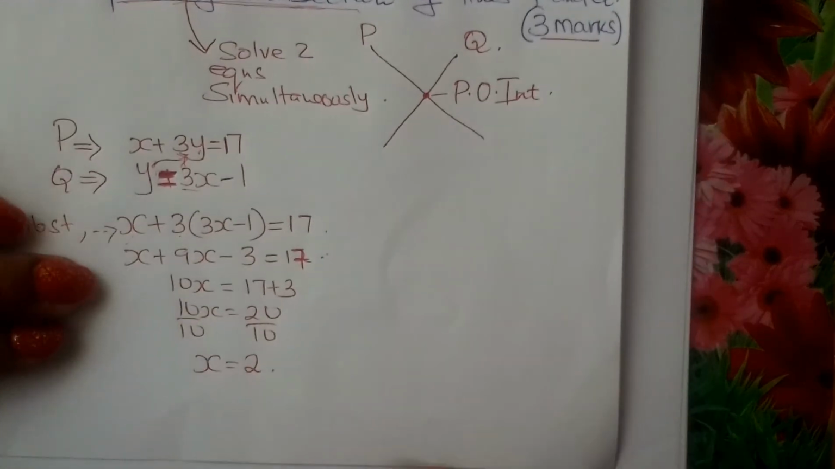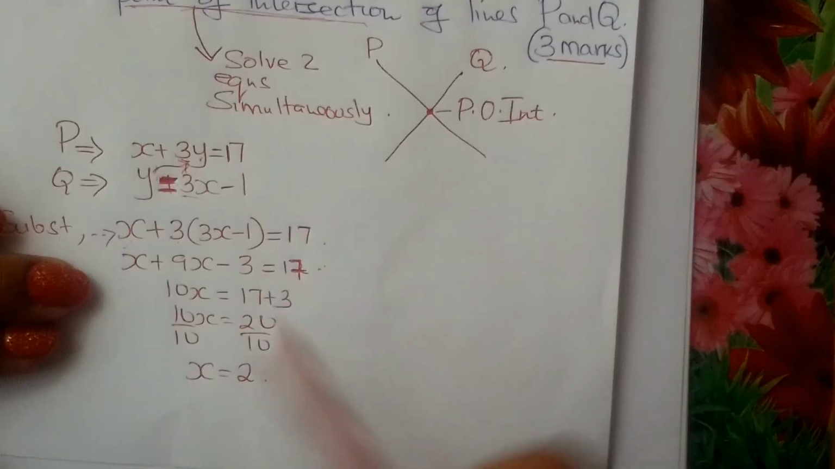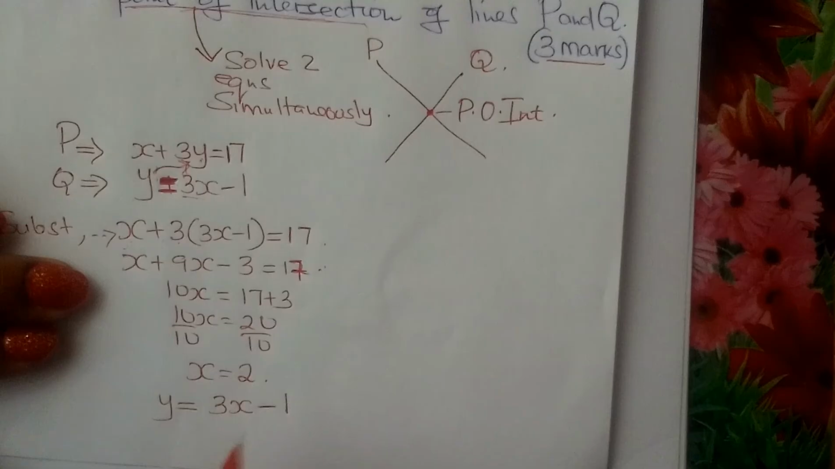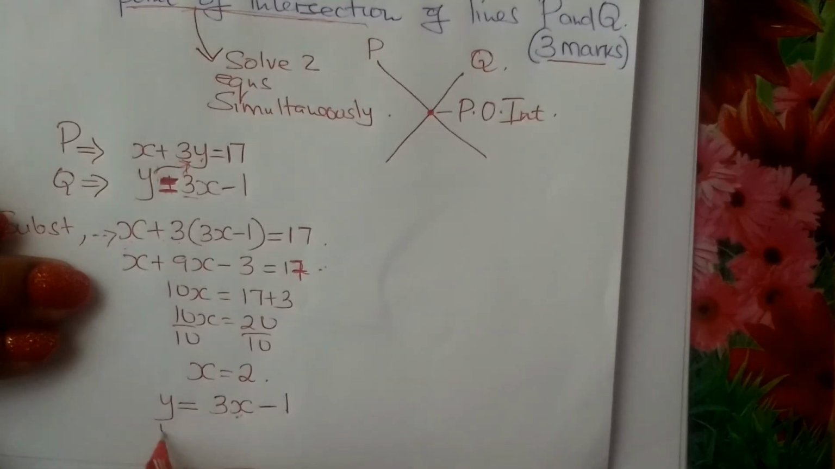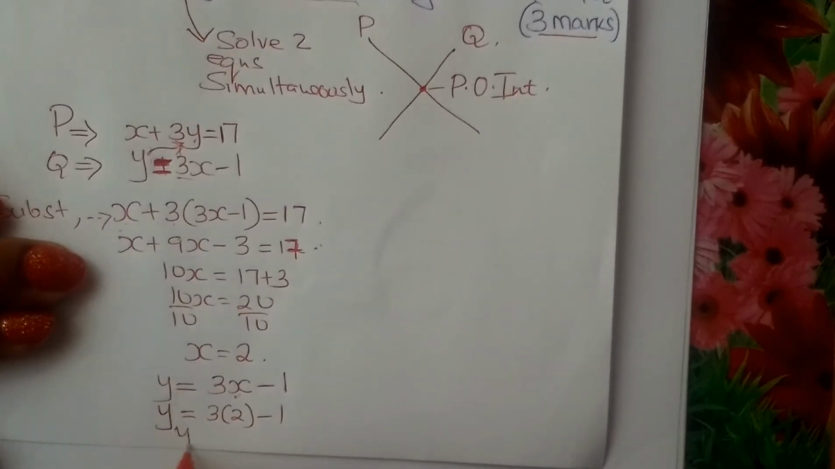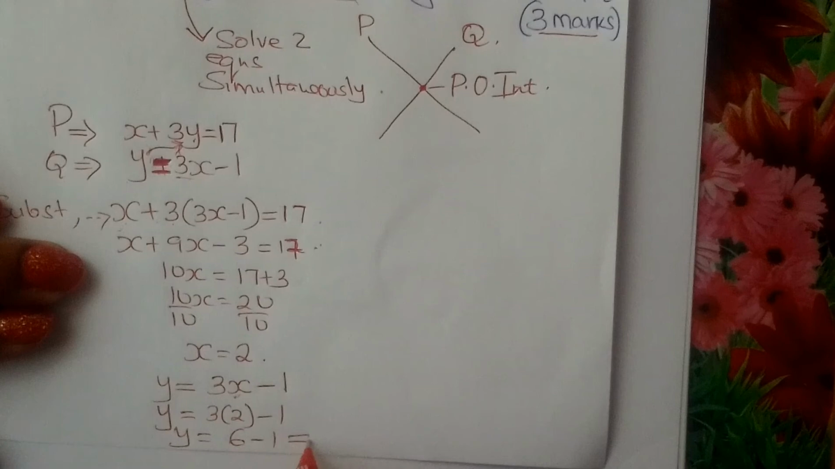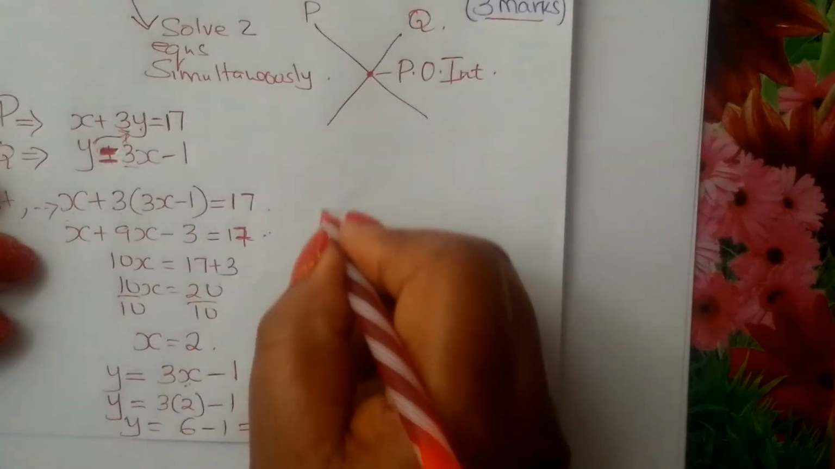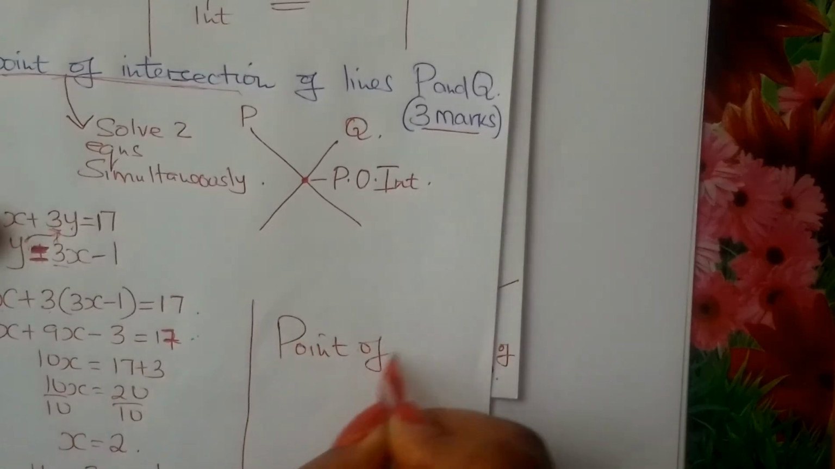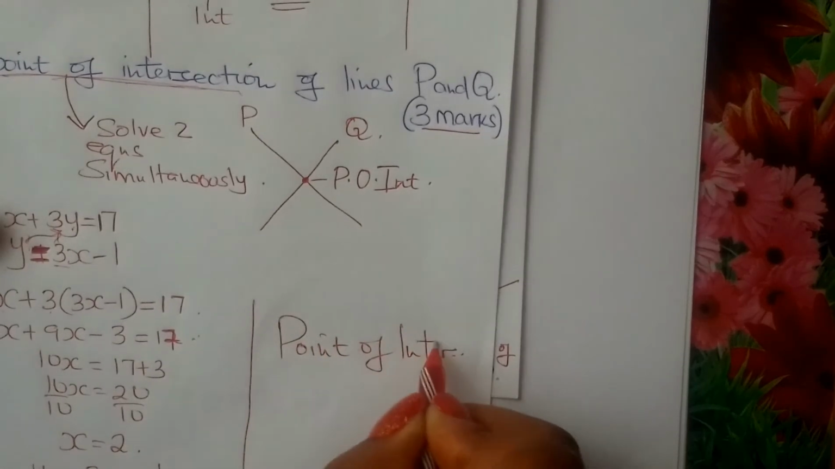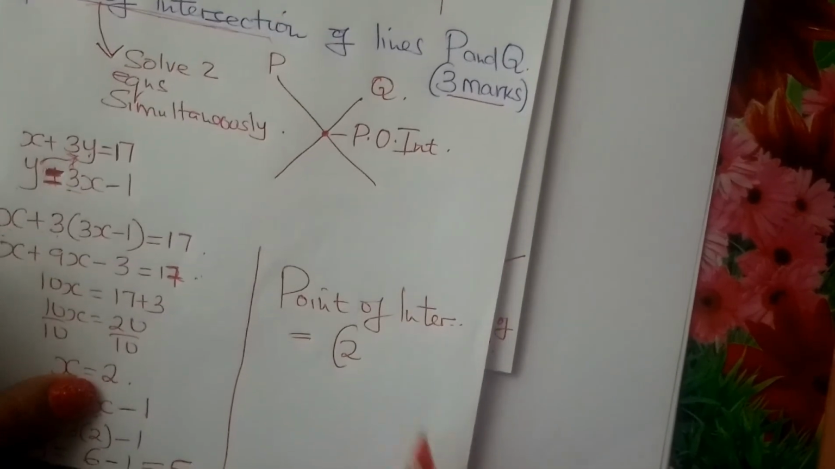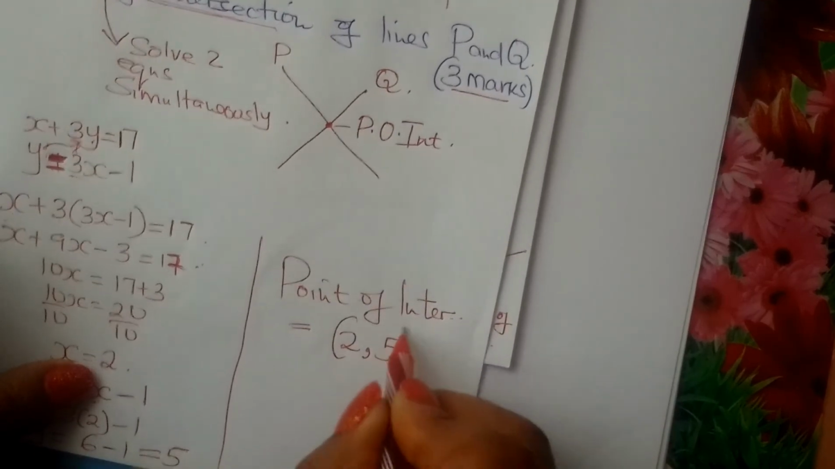So what is your y? You come to either the first or the second equation. You can pick the second one. y equals 3x minus 1. Come and fix your 2 here. So y equals 3 times 2, minus 1. So y equals 6 minus 1, which is 5. And therefore, Lana, what is the point of intersection? The point of intersection, Lana, is (2, 5). Our x was 2 and our y is 5.